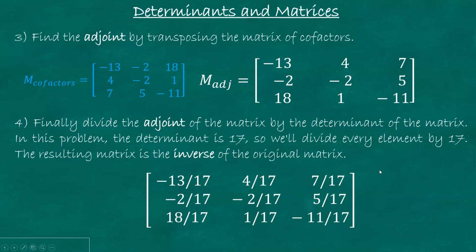So, 4 steps. Una, kuhaonin mo ang matrix of minors. Sunod, i-convert nimo to matrix of cofactors. And then, find the adjoint. And then, divide it by the determinant. And you have the inverse.